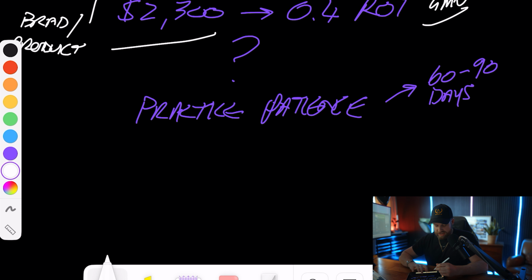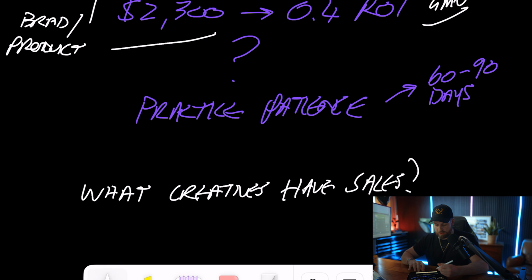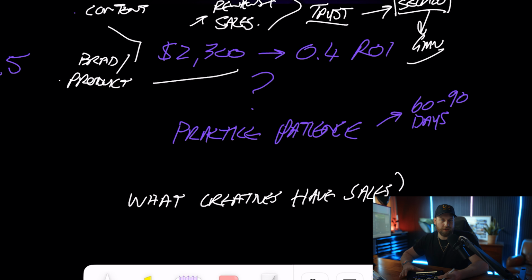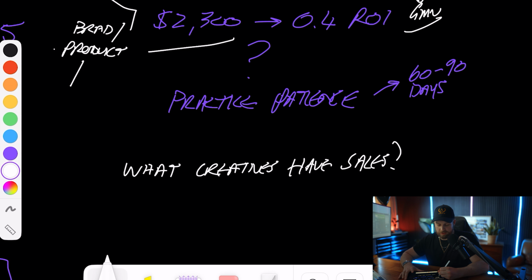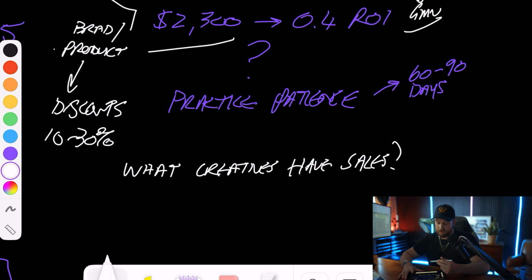Okay, so what are some of the tacticals here for an existing brand? I would look at, over the last 60, 90 days, what creatives have sales. Because more than likely, this is going to be a creative problem. If you've got your brand dialed in, your product dialed in, your price point, making sure you're doing discounts right. Discounts as well are important. At least, let's say 10 to 30% off, and you're at a decent price point. What creatives have sales?